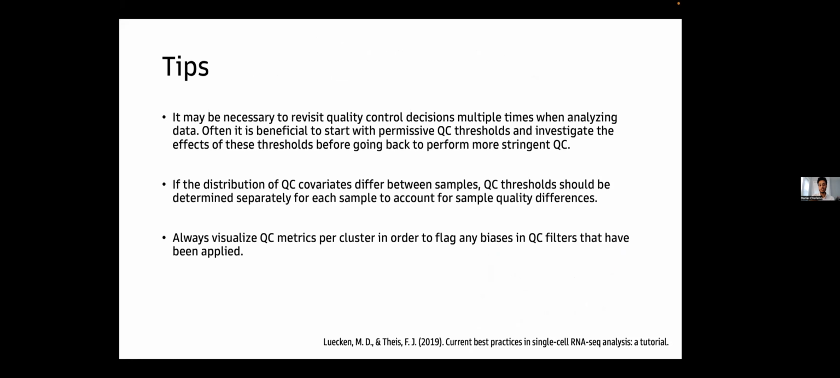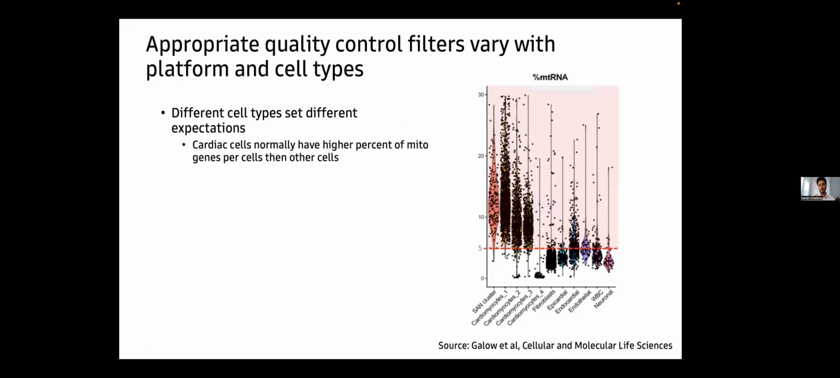First, it's usually necessary to revisit QC decisions. For instance, in order to do this type of analysis, you first need to go through the entire single cell workflow and get your cell types assigned. And then you'd go back and check for the QC distribution per cell type. You often don't have the cell type when you first start to do QC, you just have a raw count matrix. So it's an iterative process.